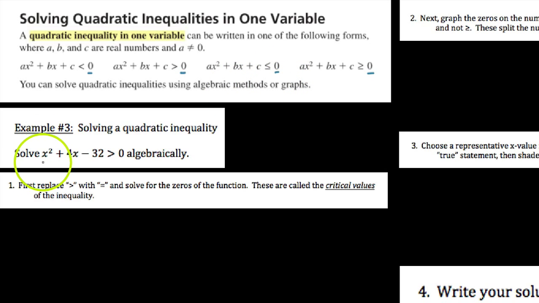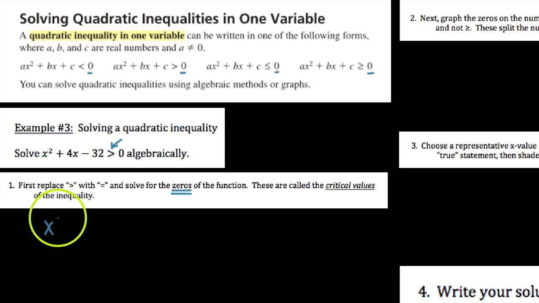Let's start by considering this quadratic inequality in one variable. I notice that it's got a 0 on the right side here and we're only in the variable x. So we say x squared plus 4x minus 32 is greater than 0. I want to know, when is this expression positive? What we're going to do first is always replace this with an equal sign, and then solve for the zeros of the function, which we're going to refer to as the critical values of the inequality.